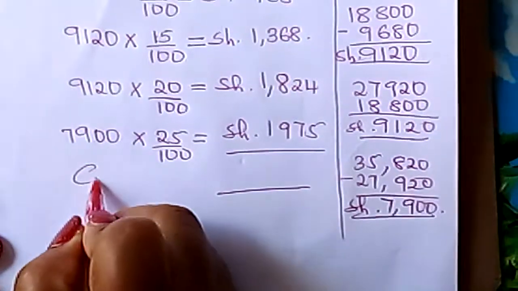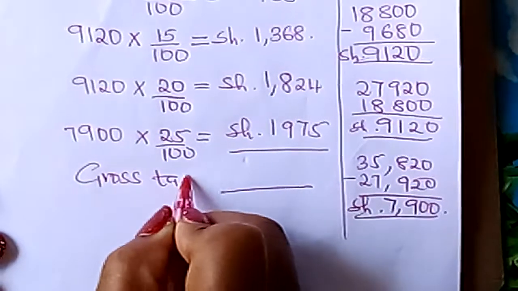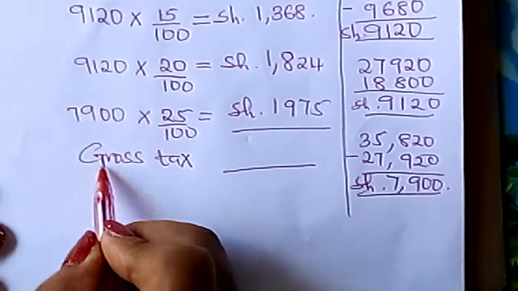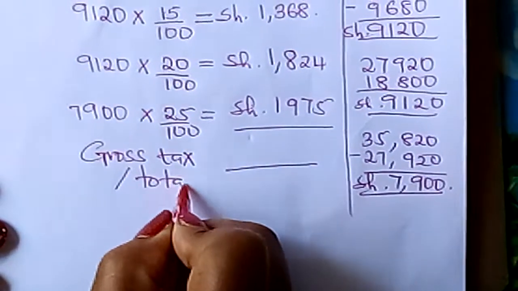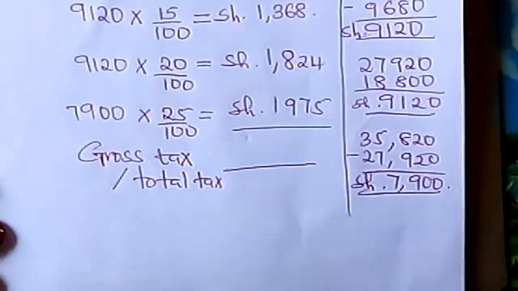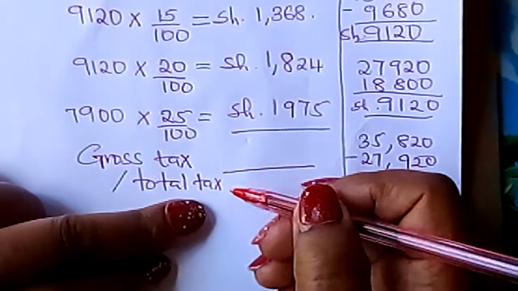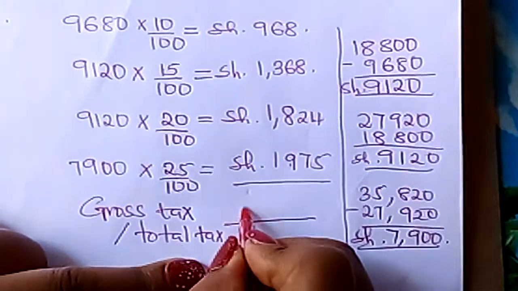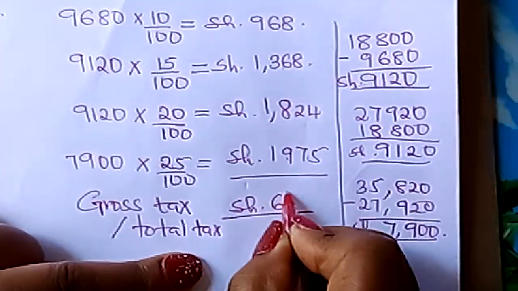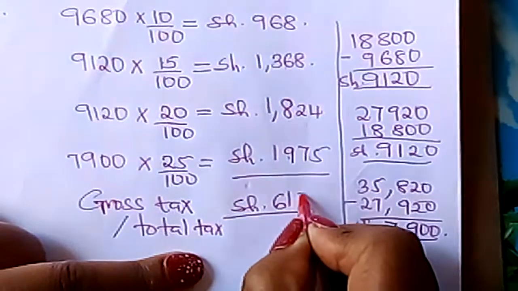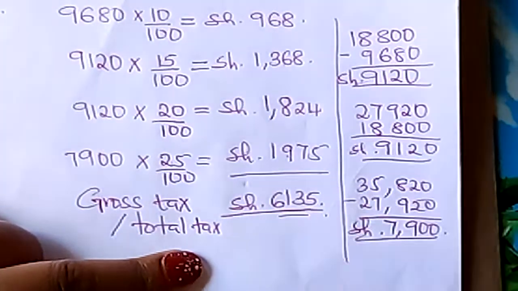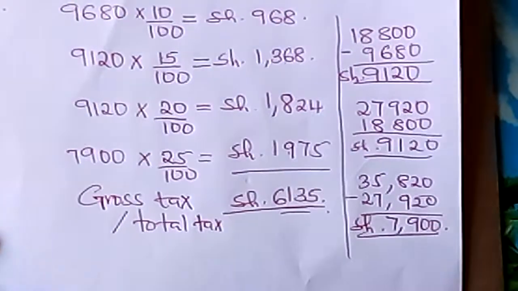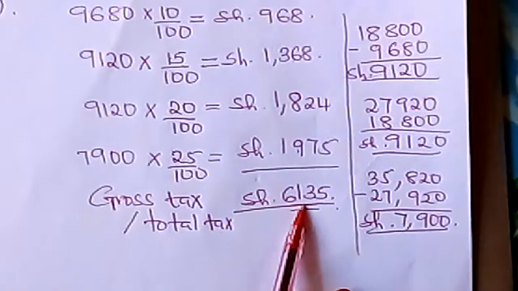So we now get what we call the gross tax, learner. The immediate tax got from the table is called gross tax or total tax. It is good to know these terms. To get it, you add all these. Adding this, learner, you should get 6,135. And therefore, learner, this is not the tax that you'll pay.